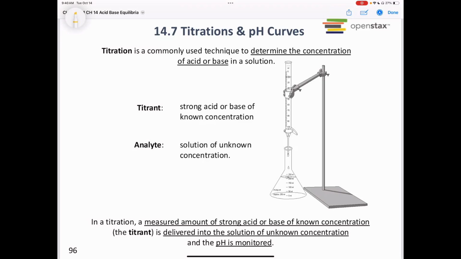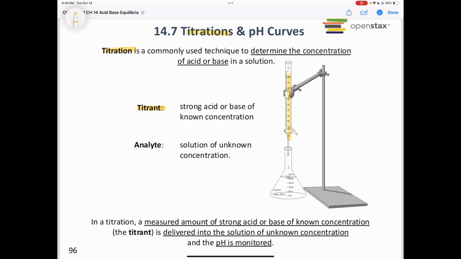Okay, so titrations and pH curves is a subject you would have covered in General Chemistry 1. At least you would have covered the idea of titrations. And so a titration is just a technique that we use to determine the concentration of an acid or base in solution. And so we start with a standard solution, or what we call our titrant, which is a strong acid or base solution that we know the concentration of.